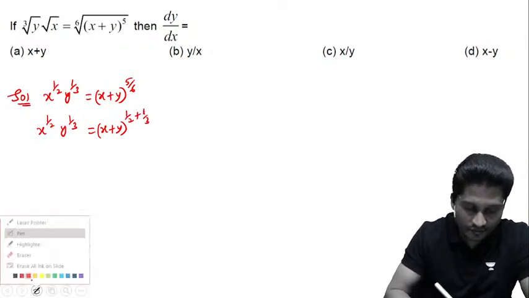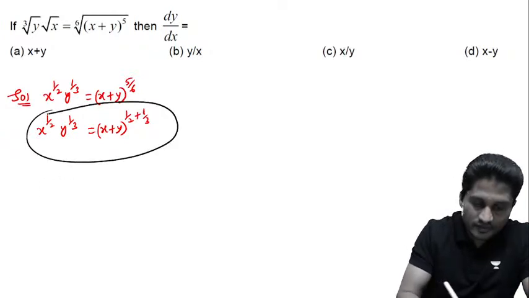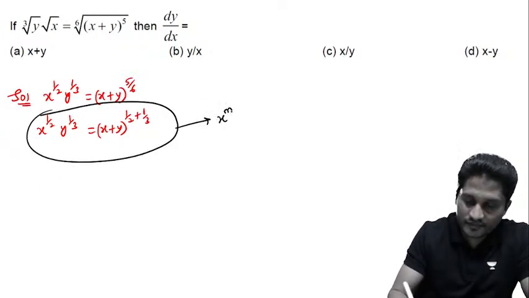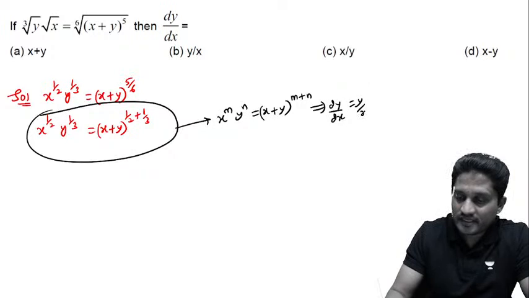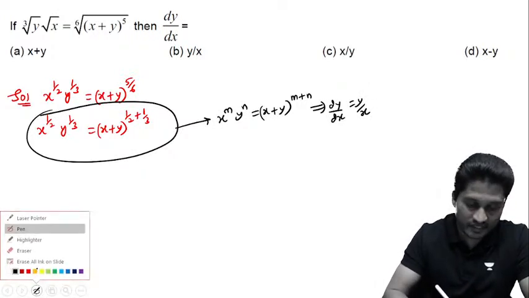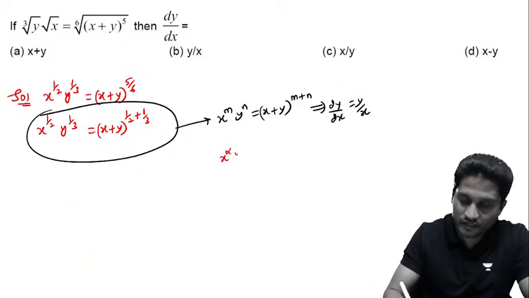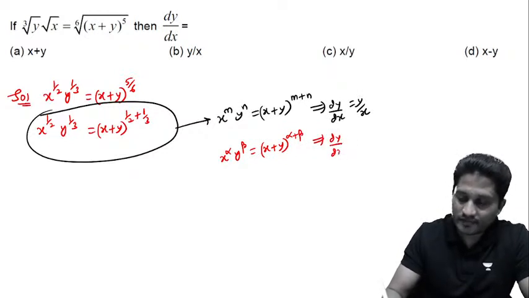Alright, now this is of the form x to the power of m y to the power of n is equal to x plus y whole power m plus n. Dy by dx is always equal to y by x. That's a standard NCERT exemplar result. This m and n are constants, it can be anything. Even if I have suppose x power alpha y to the power of beta is equal to x plus y whole to the power of alpha plus beta, then dy by dx should be equal to y by x. So answer for this will be equal to y by x.